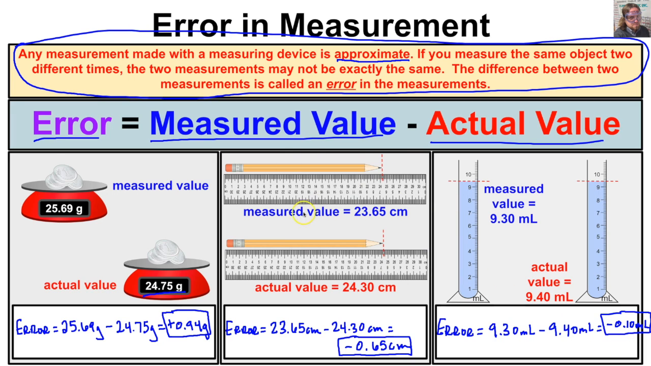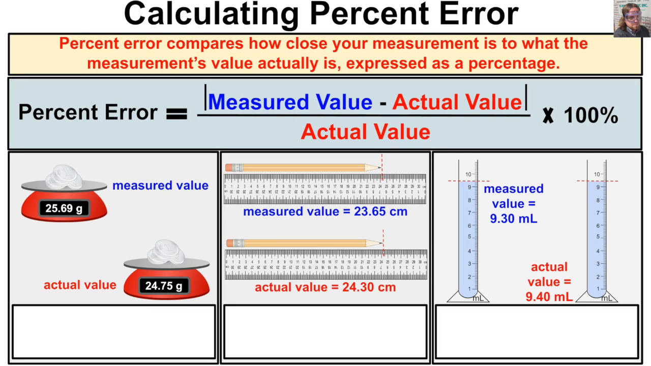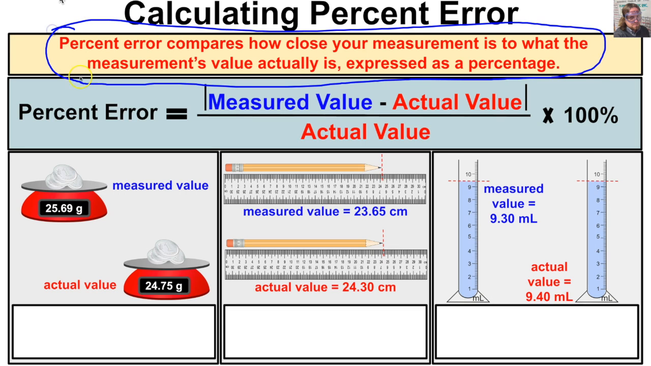So now that we know how to determine the error in measurement, what we can now do is calculate the percent error in measurement. So let's go ahead and do that next. So what is percent error, and how do we calculate it? Well, it says right here that percent error compares how close your measurement is to what the measurement's value actually is, and we're going to express this as a percentage.